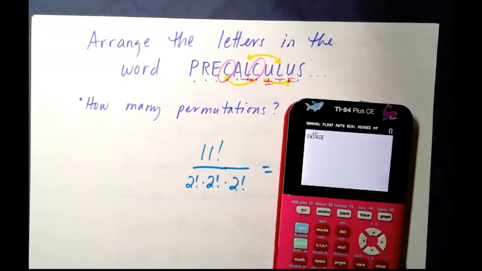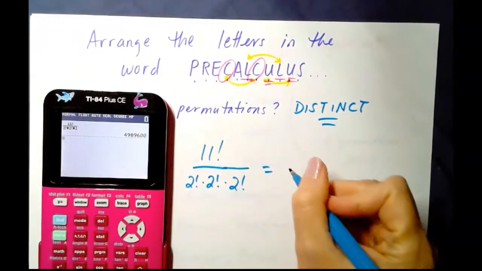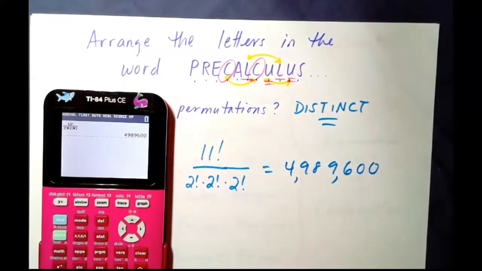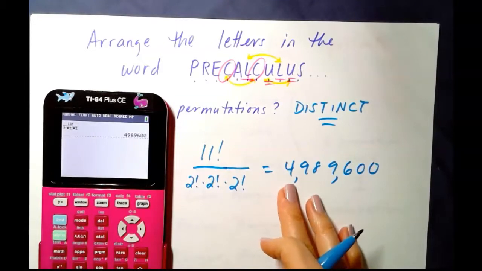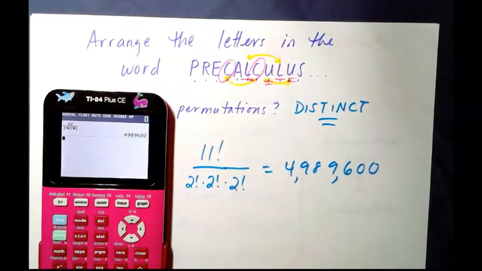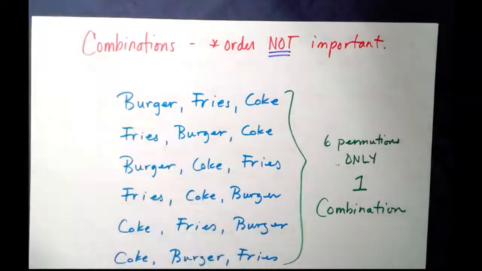If you don't use the fraction bar, then you need that entire denominator to be in parentheses. But what you can see here is even though we're dividing this by 8, this is quite a substantial number. 4, 9, 8, 9, 6, 0, 0. So in the word precalculus, there are 4,989,600 distinct arrangements of the letters that make up the word precalculus. So permutations, quite large, quite quickly.